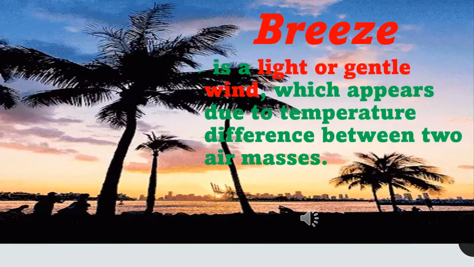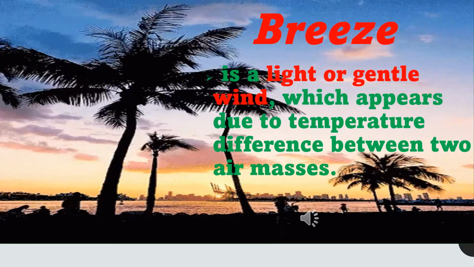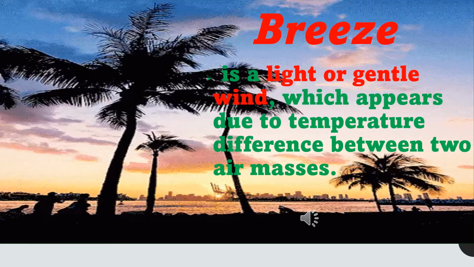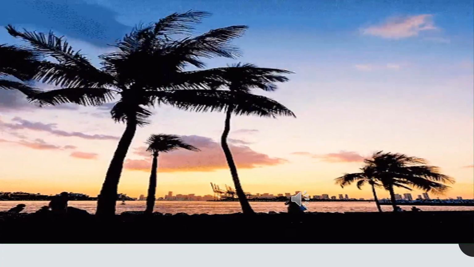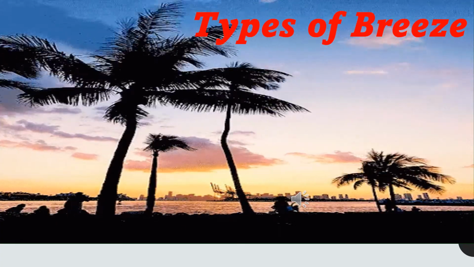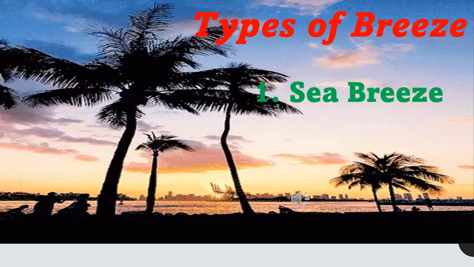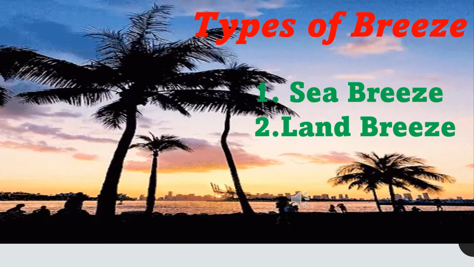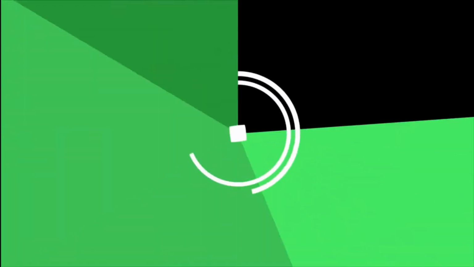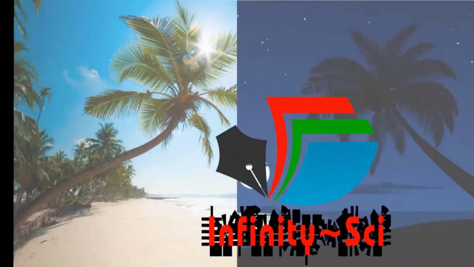Breeze is a light or gentle wind which appears due to temperature difference between two air masses. There are two types of breeze. Those are sea breeze and land breeze. To understand more about the sea breeze and land breeze, let us watch this video.